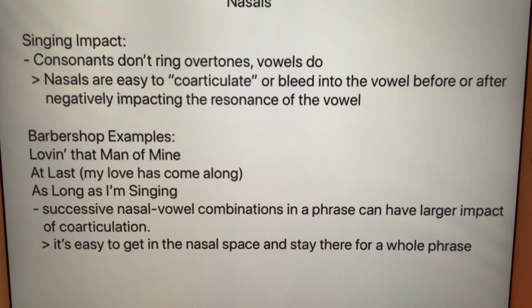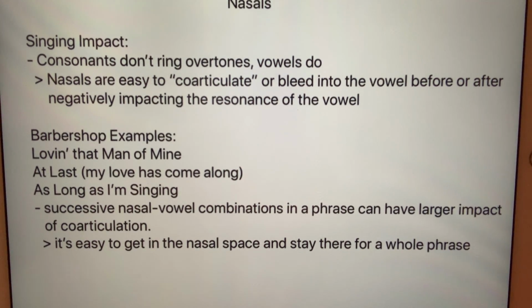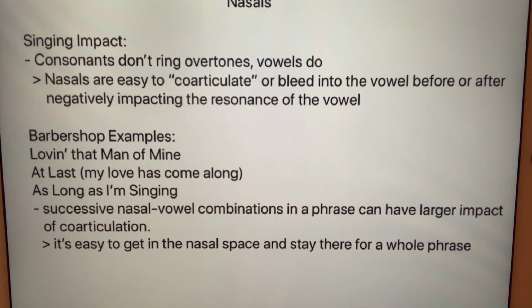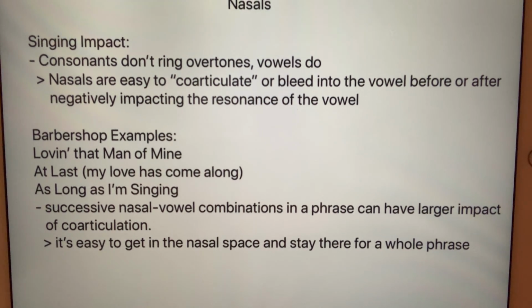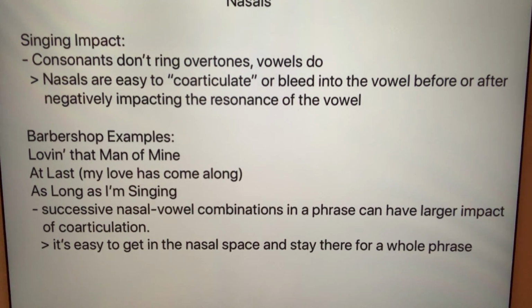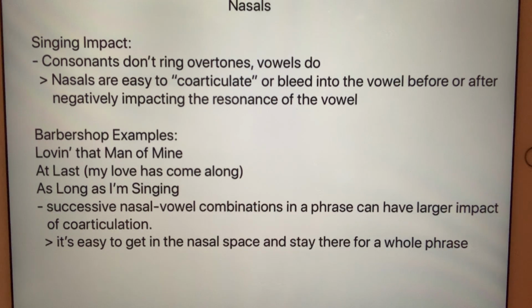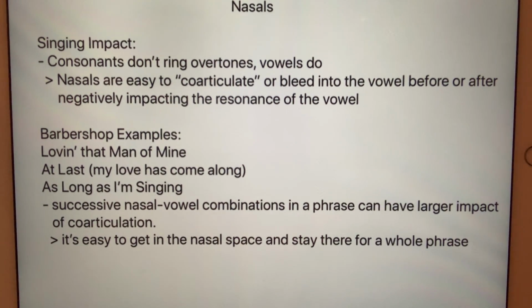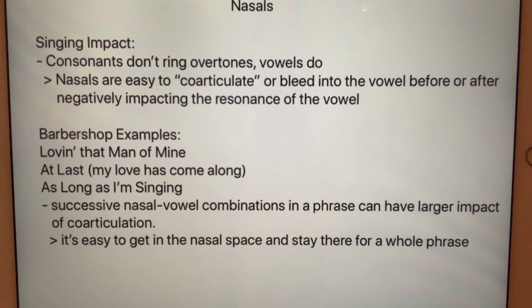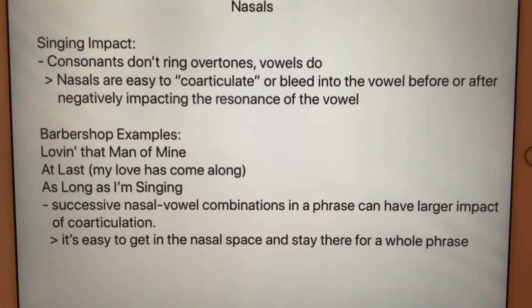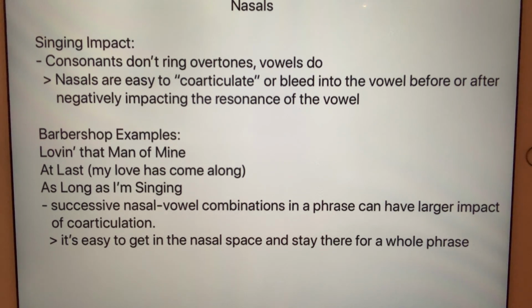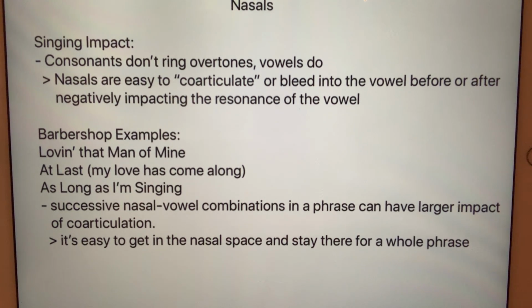So what's our singing impact of nasals? Well, consonants don't make overtones. No consonants make overtones, but the vowels do. Some consonants bleed into other sounds, the vowel sounds, more easily than others, and nasals are these sounds. Nasal sounds co-articulate, a word we use that means they bleed into another sound, impacting the clarity of that sound. Usually a nasal is going to bleed into a vowel sound, which, especially for singers, is going to impact the clarity of that vowel sound.